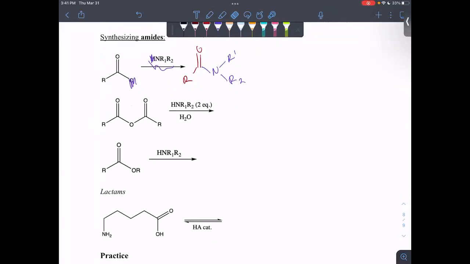Same deal with non-cyclic, with acid anhydrides. Just cut out the leaving group and paste on the amine.